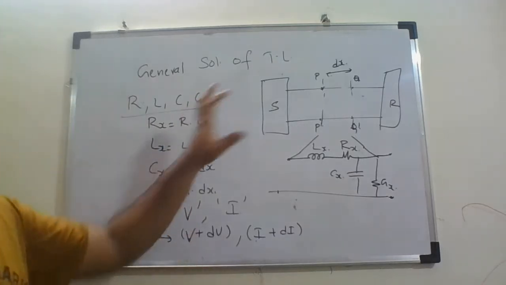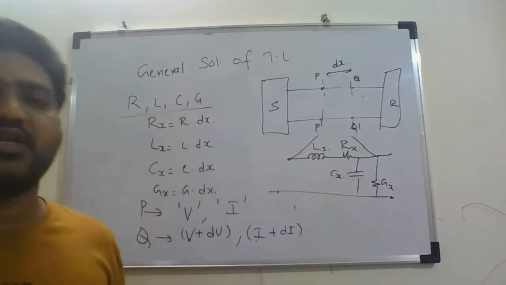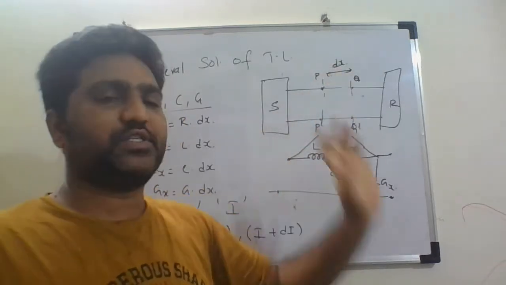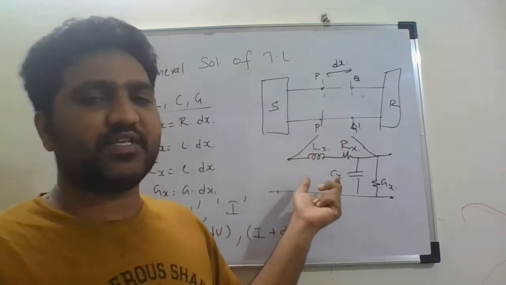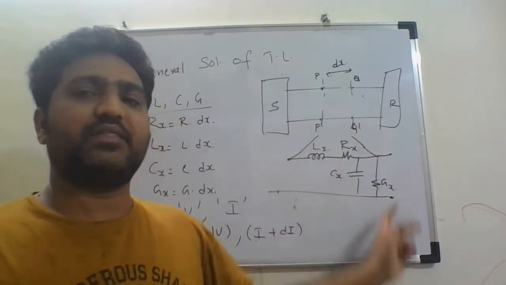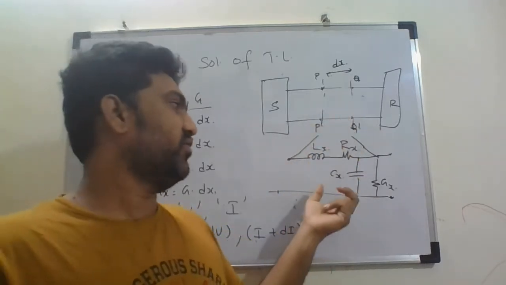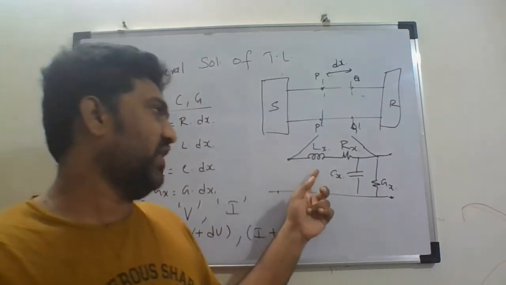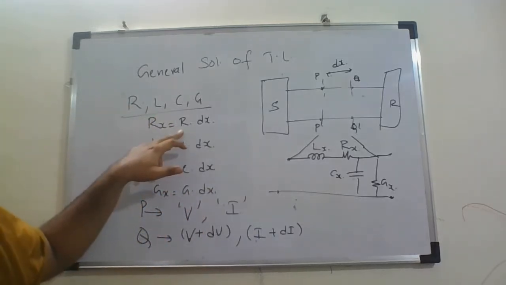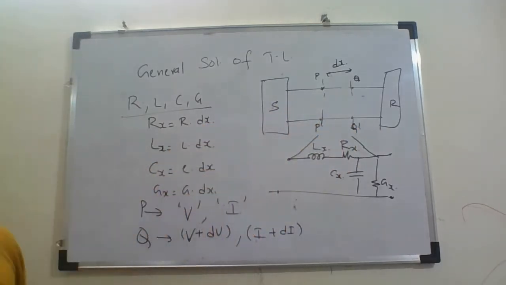So we have assumed a transmission line that has the primary constants R, L, C, G. We have considered a small portion of the transmission line between the points PP dash and QQ dash. Between these two points we can represent the transmission line in terms of the primary constants, or in terms of circuit elements like this. So this is the circuit approximation of the transmission line for this portion. Now, what are the values of Lx, Rx, Cx, Gx? These are the primary constants multiplied by the length of the small portion, which is dx. So we got something like this.